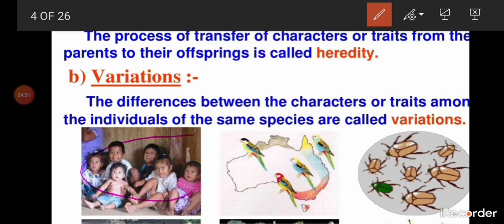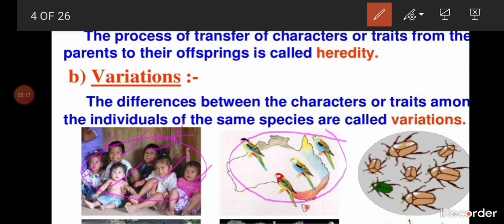Now look at this slide. All those babies are not alike, though they all come under the same species, that is the human being species. We can see differences among individuals. So these differences among individuals of the same species we call variation. Clear, children?